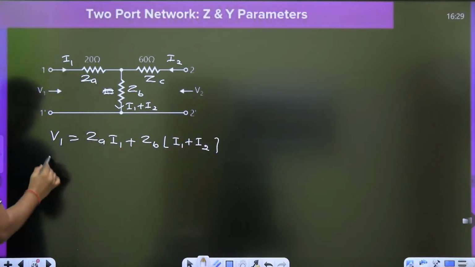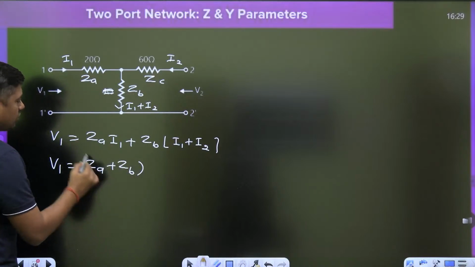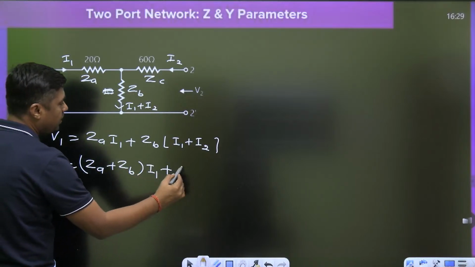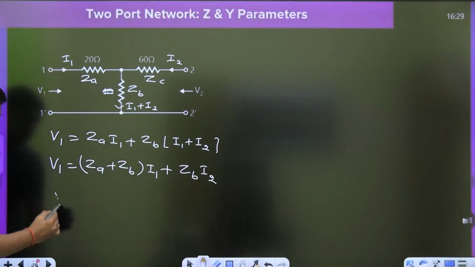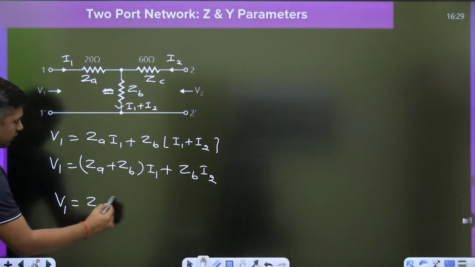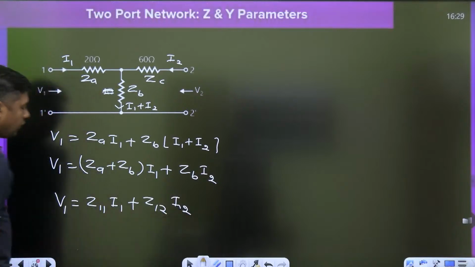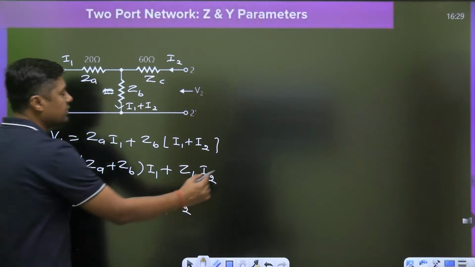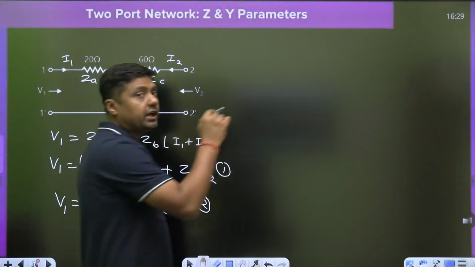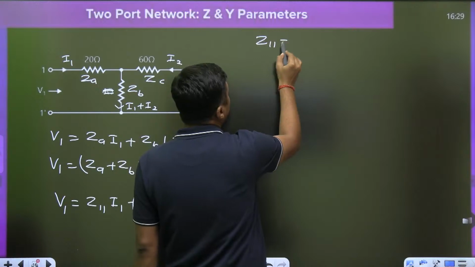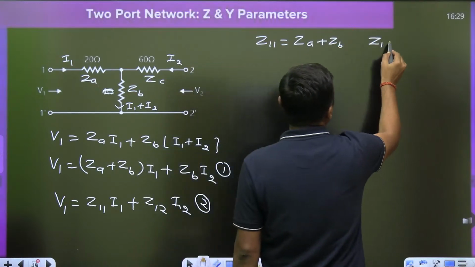Now you can arrange: ZA plus ZB times I1 plus ZB times I2. Now you can compare with the standard equation, V1 is equal to Z11 I1 plus Z12 I2. Comparing equation number 1 with equation number 2, you can find Z11 for the T network. It is a standard answer, ZA plus ZB. And what is Z12? ZB.